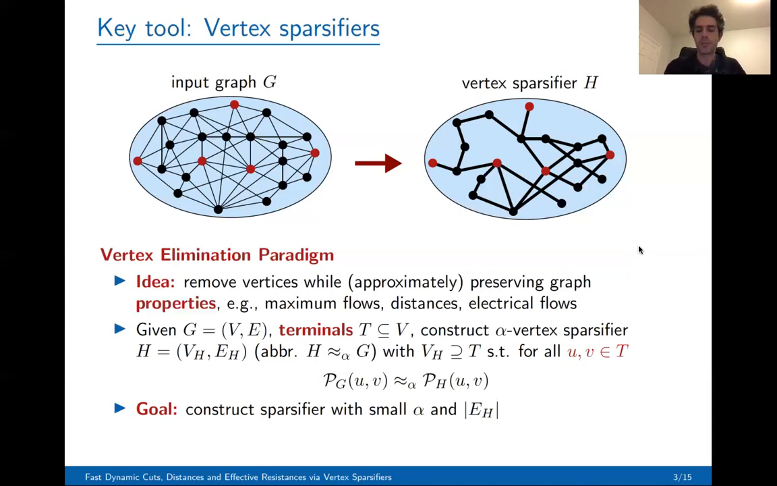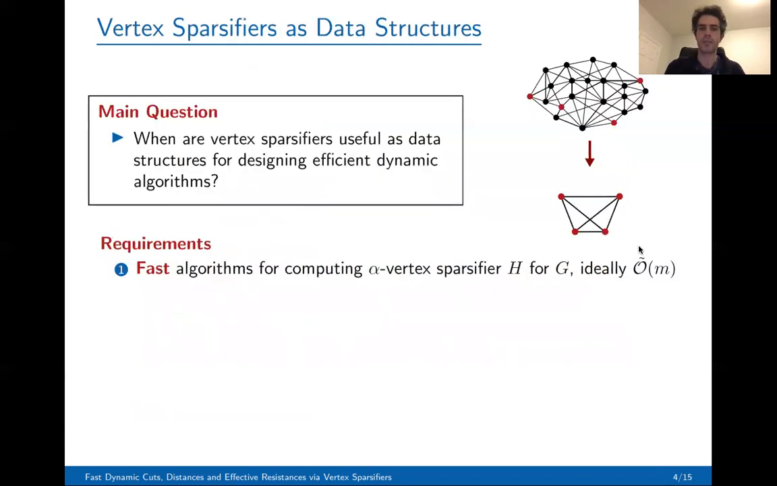So the goal, of course, is to come up with a sparsifier that has small approximation error or quality, and whose size is also as small as possible. This has been a very powerful tool in approximation algorithms and has also been applied to many cut-based and distance-based problems. And here I would like to show how this is connected to dynamic graph algorithms.